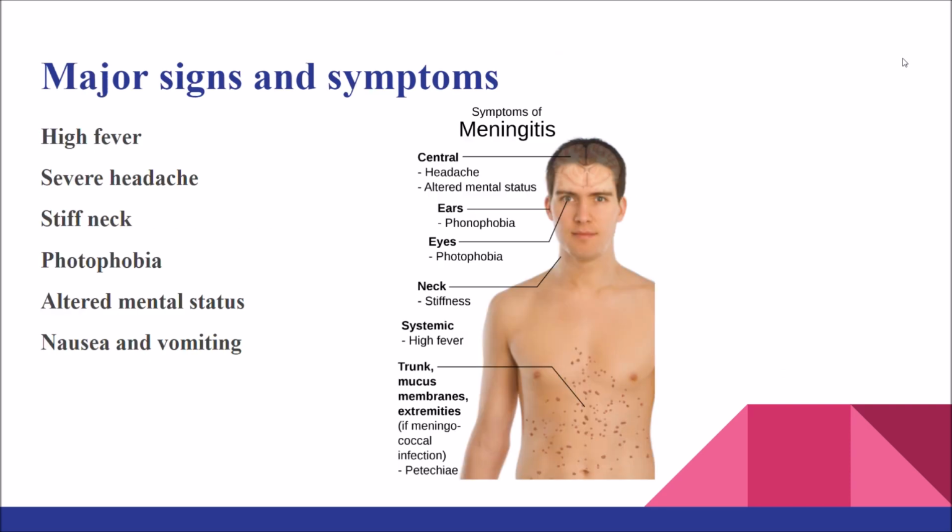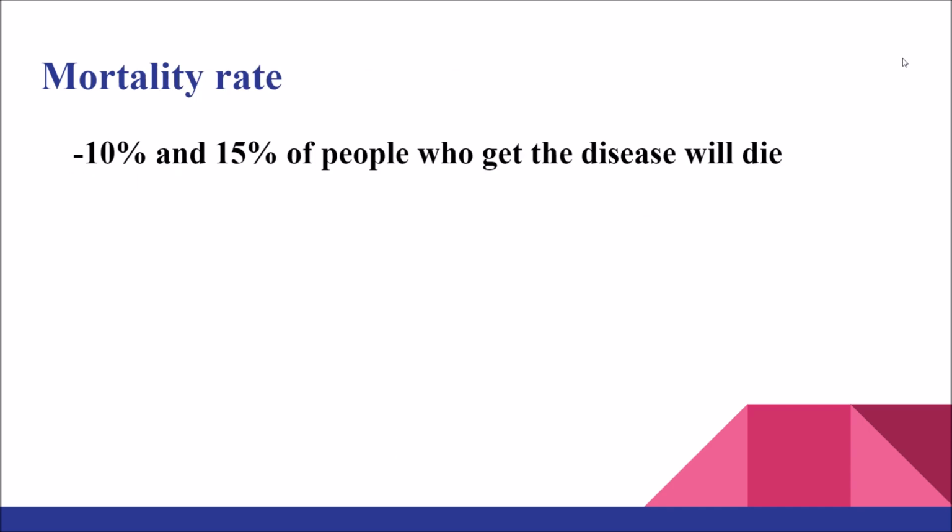The major signs and symptoms of bacterial meningitis are high fever, headache, stiff neck, photophobia, which is when the eyes are more sensitive to light, altered mental status such as irritability, confusion, and drowsiness, and nausea and vomiting. These usually occur within 1 to 3 days after exposure. Mortality rate. Bacterial meningitis is a serious life-threatening condition with high mortality. It can be fatal, and between 10 to 15% of people who get the disease will die.